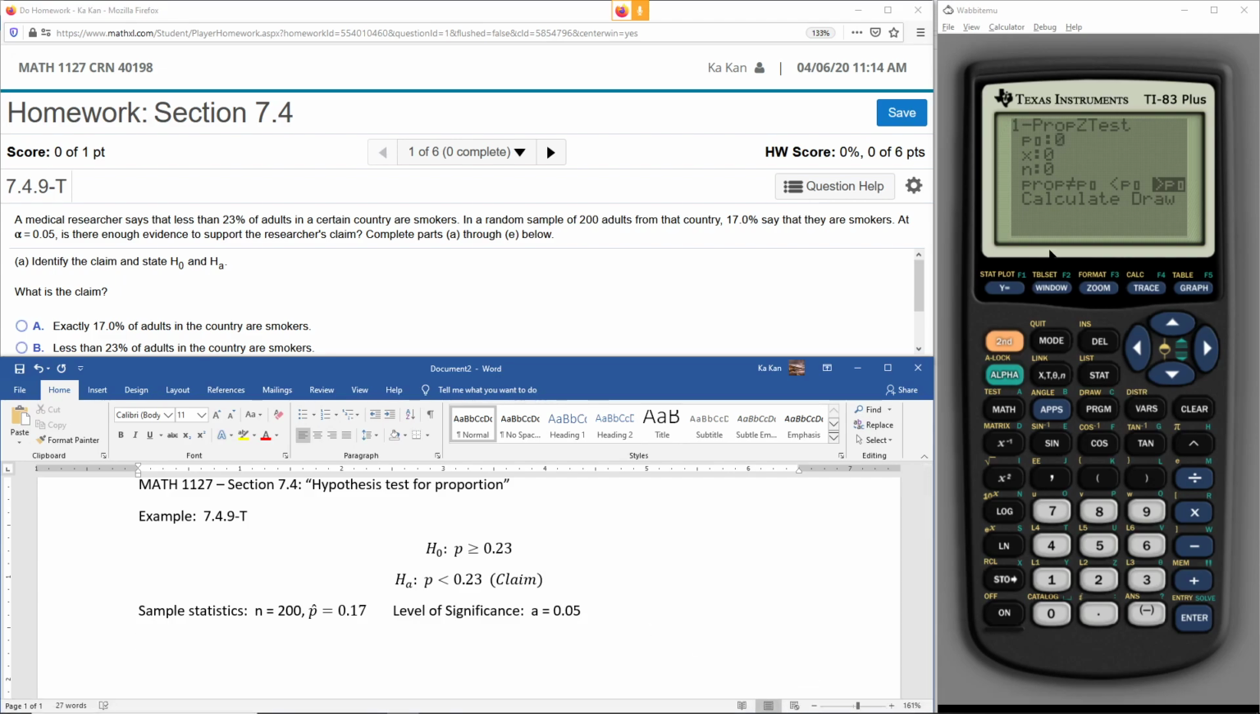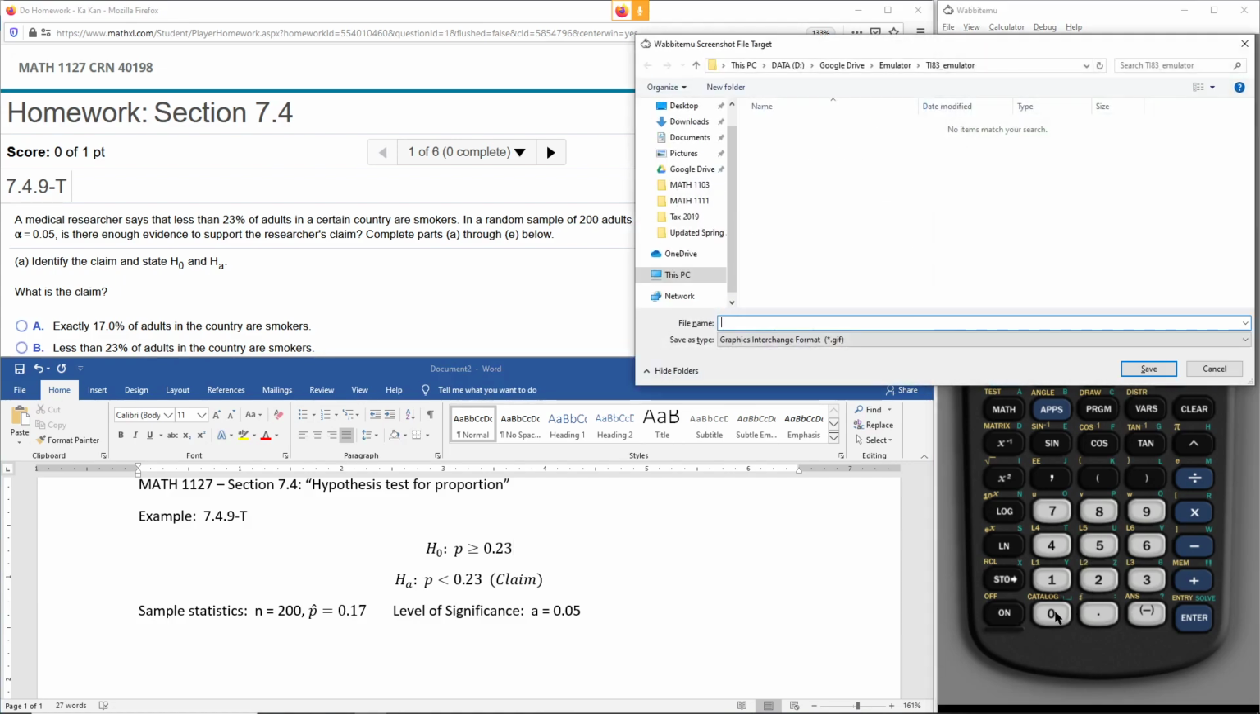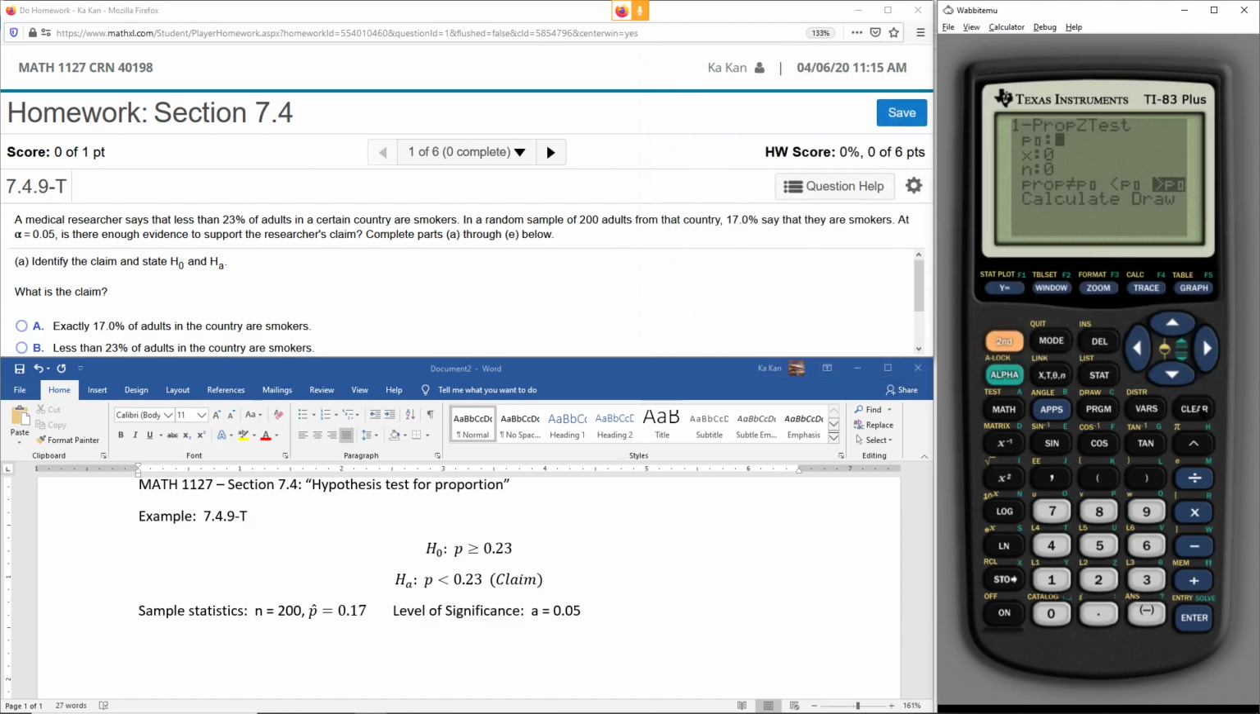Let's just go to the calculator. What's the p? Not the p0. p0 is just this guy, the original p, so 0.23. And what's the x? Let's do n first. n is the total, right? 200. What's the x? x is how many people belong to that category. So x is how many people are smokers.